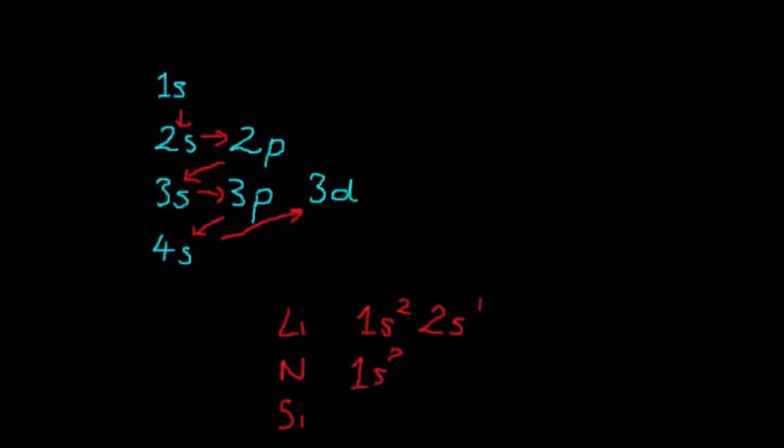Then we've got nitrogen, atomic number 7. So 1s2, 2s2, that leaves us 3 more electrons. So there, if we look up at the diagram, they're going to the 2p, so it's 2p3.